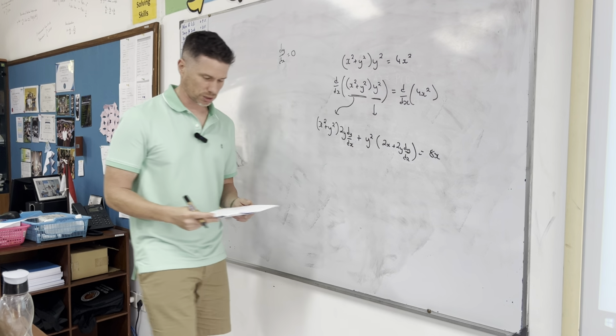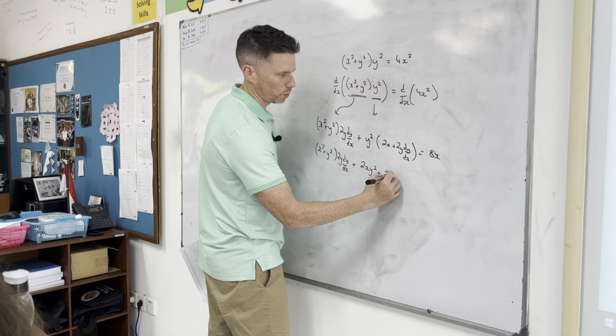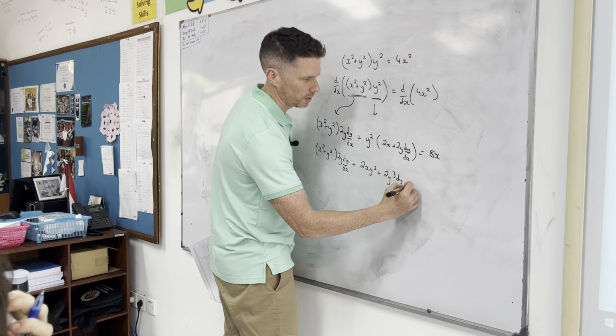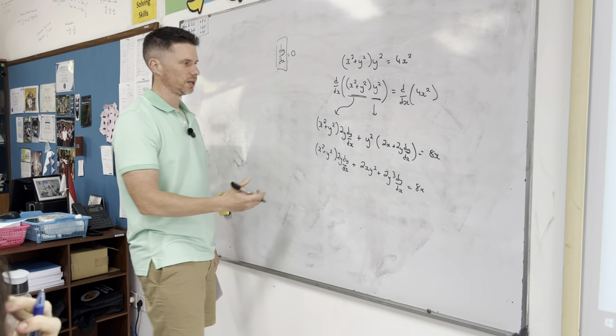So I got a bunch of stuff there. Now it's an algebra skill. You factor it out. First of all, I'm going to multiply this out. I'm going to leave this the same. 2xy squared plus 2y cubed dy dx is equal to 8x. So I want dy dx on its own. Let's subtract this over, and let's factor out dy dx out of these two. So on this side, I'm going to have dy dx factored out, so I can have dy dx equals. All of this is still here.